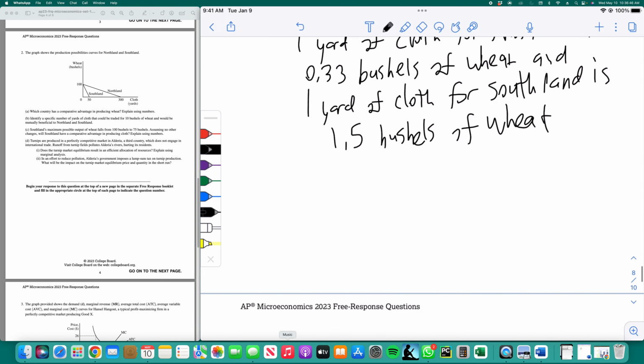All right, now part D. Turnips are produced in a perfectly competitive labor market in Algeria, a third country which does not engage in international trade. Runoff from turnip fields pollutes Algeria's rivers, hurting its residences. Does the turnip market equilibrium result in an efficient allocation of resources? Explain using marginal analysis. So here's the deal. You do not have to draw the graph, but on your scratch sheet, the other booklet that's not for your answers, I highly suggest you draw the graph so you can see what's going on here.